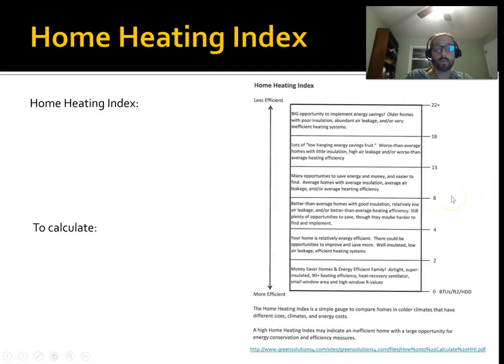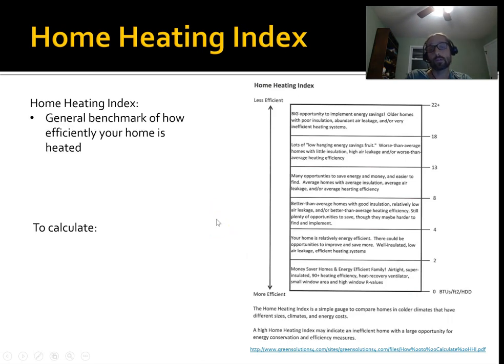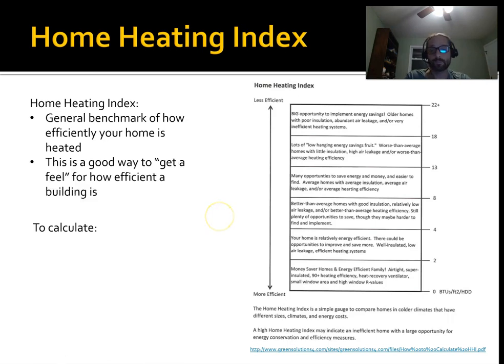And the reason I'm bringing this up is because we use HDD to calculate a home heating index, which you're going to do in your lab as well. The home heating index gives you a general benchmark of how efficiently your home is being heated. It gives you a feel for how efficient a building is. The scale is here on the right, and this is also in your lab. It's pretty easy to calculate.